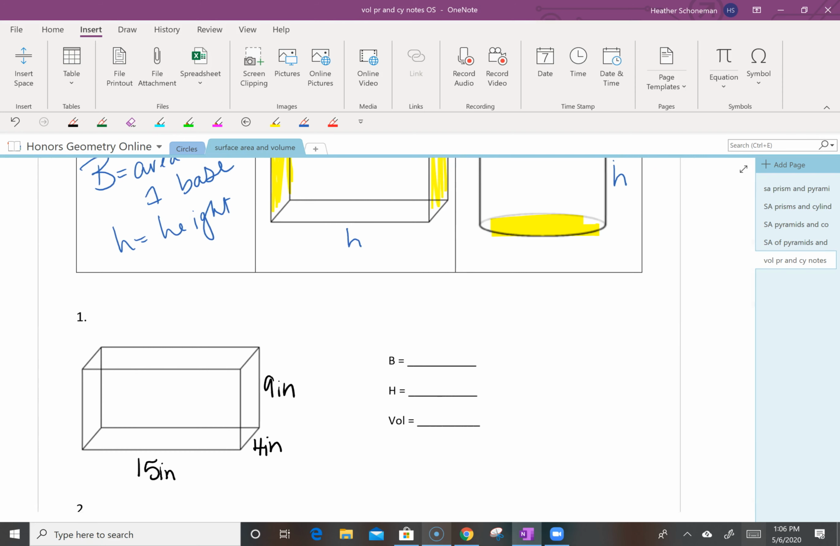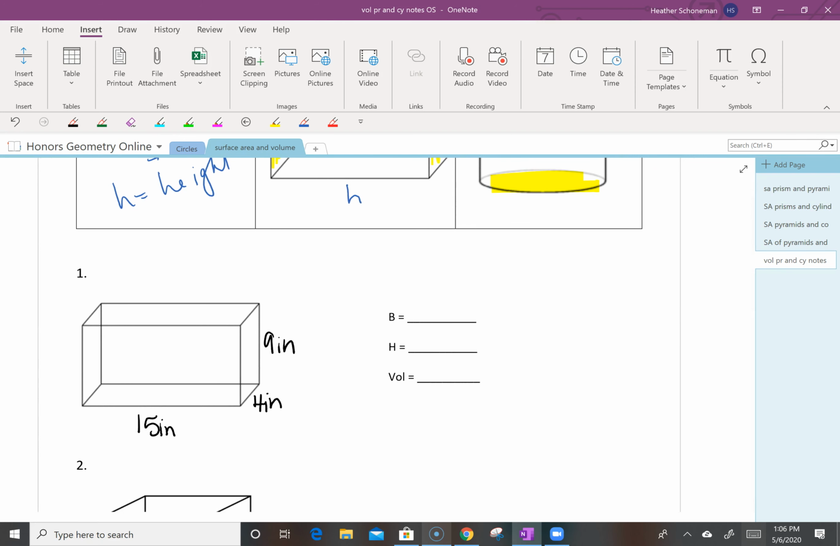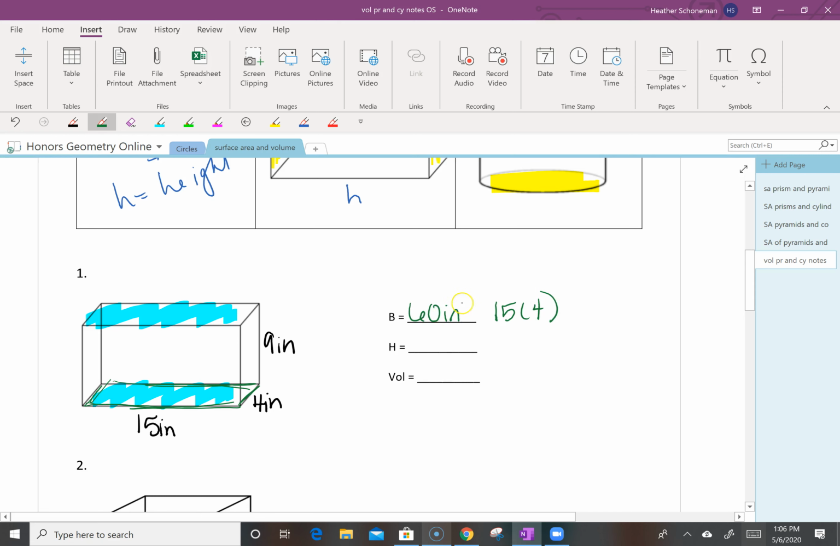All right, let's take a look at number one. Now, it might stress some of you out doing the right and the left as the bases, so we'll do something more traditional. We'll go with the top and the bottom. Now base, capital B, is the area of one base. Well, that base shape is a rectangle, and to find the area of the rectangle, I have to take length times width, and I'm talking about this rectangle right here, and the length and width would be 15 times 4, which would be 60 inches squared.